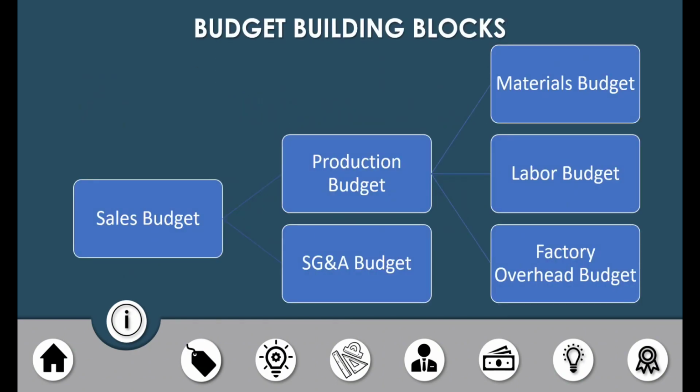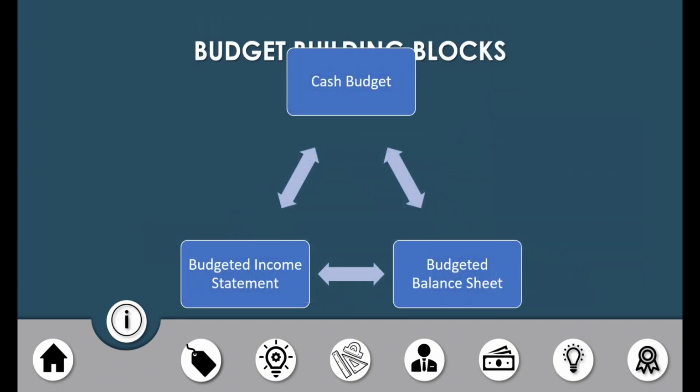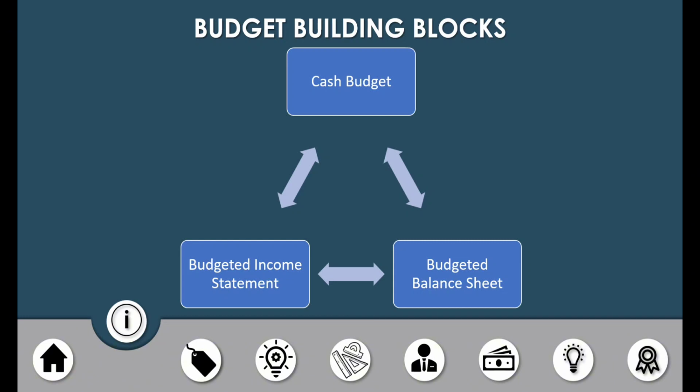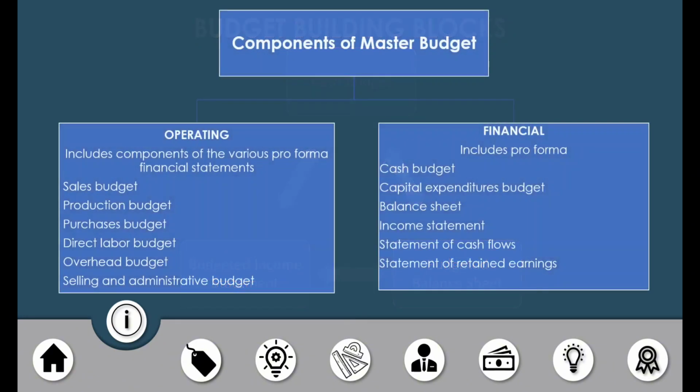And now, for budget building blocks, we have here the sales budget. In sales budget, we have here the production budget and the SG&A budget. And for production budget, we have here three components of this: materials budget, labor budget, and factory overhead budget. And for cash budget, we have here the budget income statement and budgeted balance sheet.